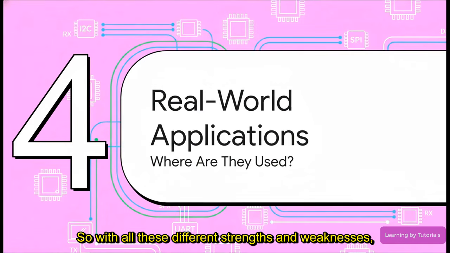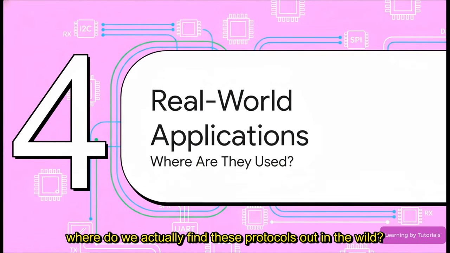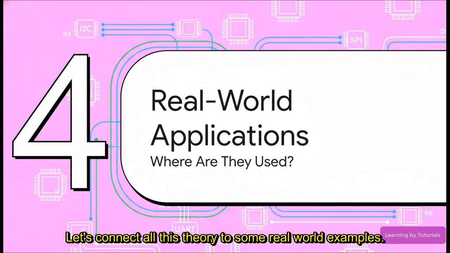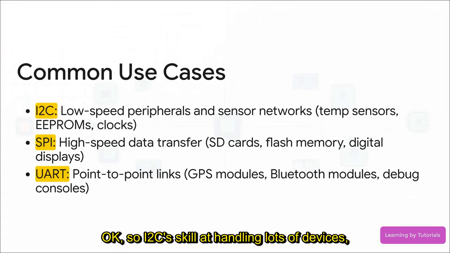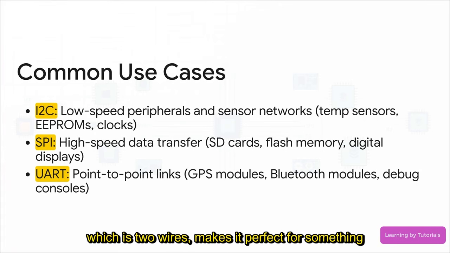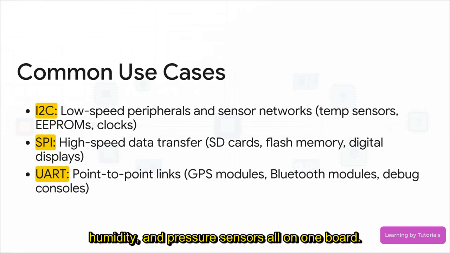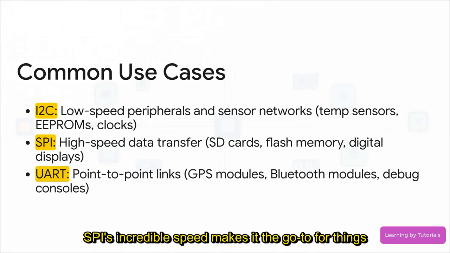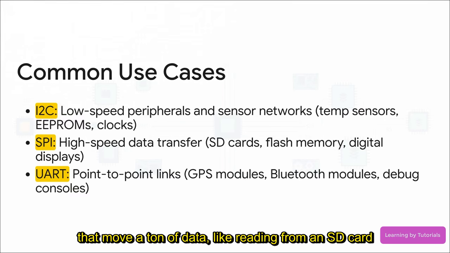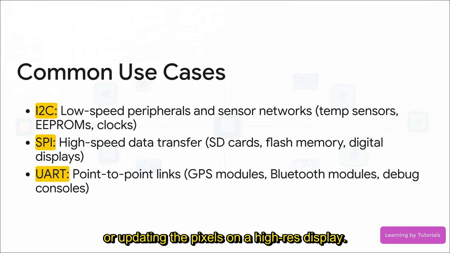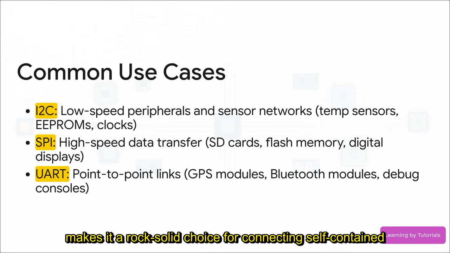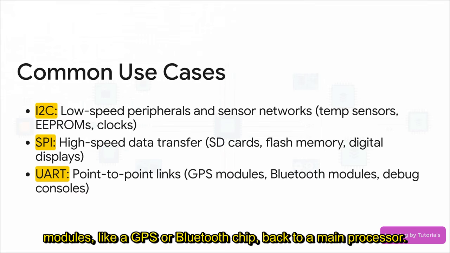So, with all these different strengths and weaknesses, where do we actually find these protocols out in the wild? Let's connect all this theory to some real-world examples. Okay, so I2C's skill at handling lots of devices with just 2 wires makes it perfect for something like a weather station, where it's reading from temperature, humidity, and pressure sensors all on one board. Speed isn't critical there. SPI's incredible speed makes it the go-to for things that move a ton of data, like reading from an SD card or updating the pixels on a high-res display. And UART? Its beautiful simplicity makes it a rock-solid choice for connecting self-contained modules like a GPS or Bluetooth chip back to a main processor.